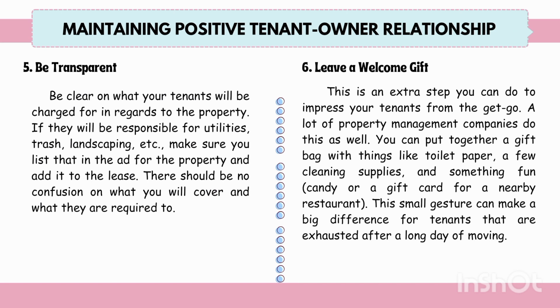Next is be transparent. Be clear on what your tenants will be charged for in regards to the property. If they will be responsible for utilities, trash, landscaping, etc., make sure you list that in the ad for the property and add it to the list. There should be no confusion in what you will cover and what they are required to. Being transparent also applies to effective communication. Let's say they contact you about a non-urgent maintenance issue. If the soonest a vendor can get there is 5 days from now, tell them that. Don't attempt to sugarcoat and say 2 to 5 days or not give them a date. Set realistic expectations so you can avoid angry tenants.